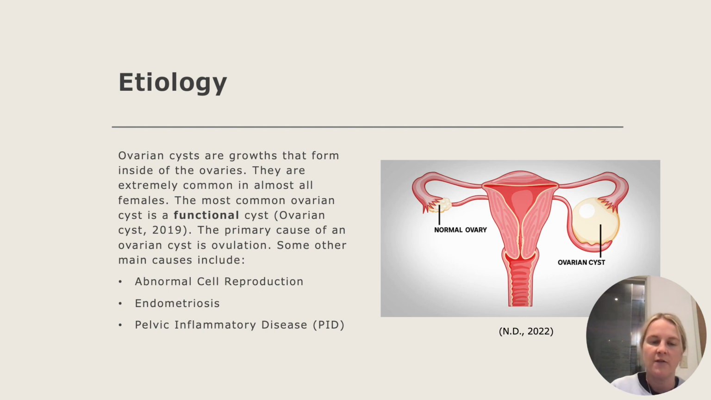The etiology, basically the cause: ovarian cysts are growths that form inside of the ovaries. They're extremely common in almost all females. The most common ovarian cyst is a functional cyst. The primary cause of an ovarian cyst is ovulation. Some other main causes include abnormal cell reproduction, endometriosis, and pelvic inflammatory disease, also known as PID.